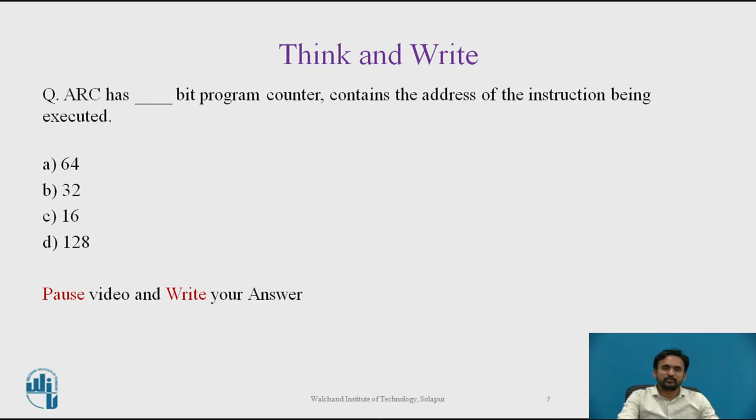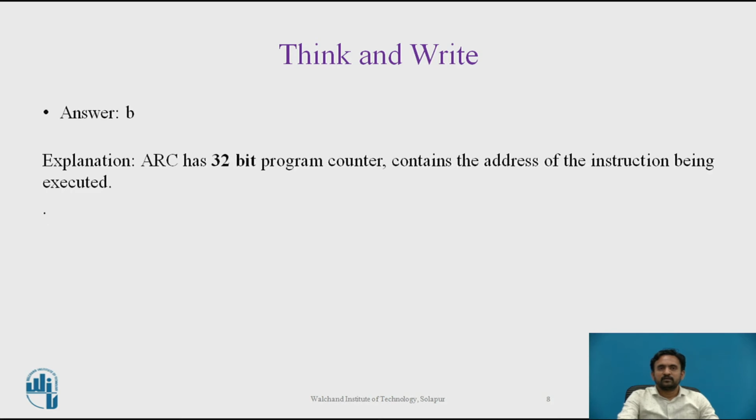So here you have a question. ARC has dash bit program counter which contains the address of the instruction being executed. Your options are 64, 32, 16 and 128. The unit here is bits. Please choose one of the options. The answer: ARC has a 32-bit program counter which contains the address of the instruction being executed.